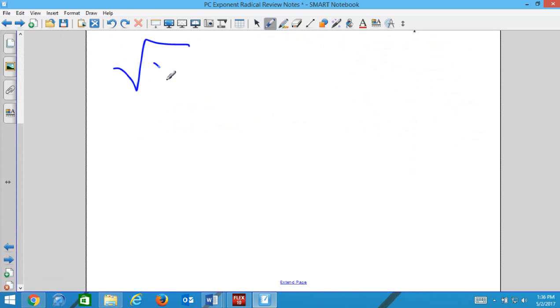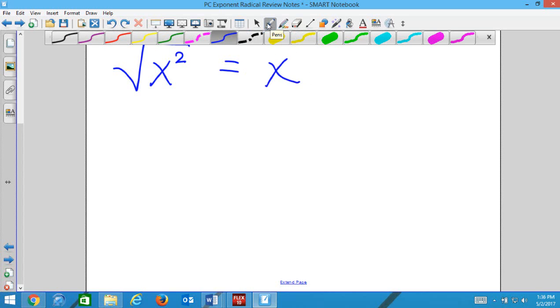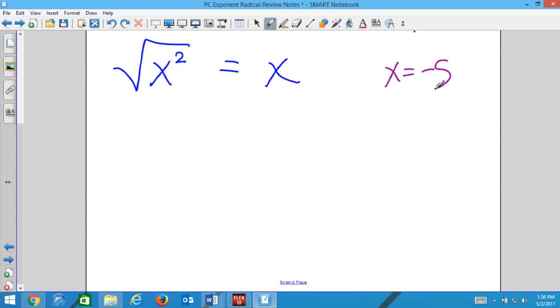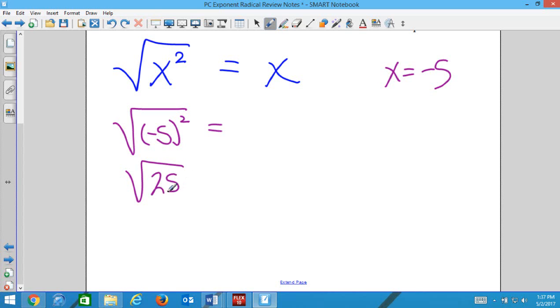Do you know what the square root of x squared is? I think it's x. You think it's x, okay. Let's do an example. Let's say x is -5. And let's plug in -5 for x. The square root of -5 squared is the same thing as the square root of, what's -5 squared? 25. What is the square root of 25? Is that equal to -5?